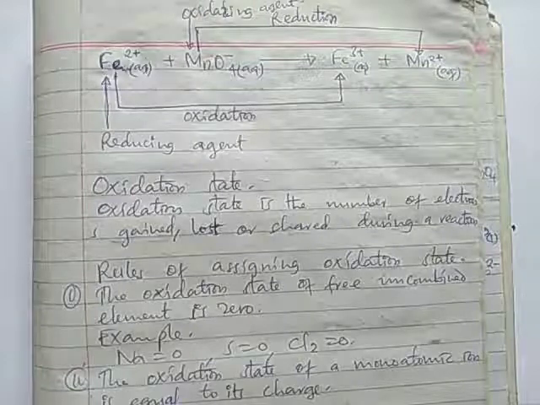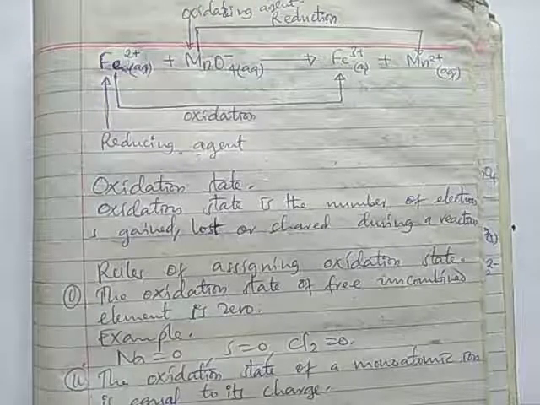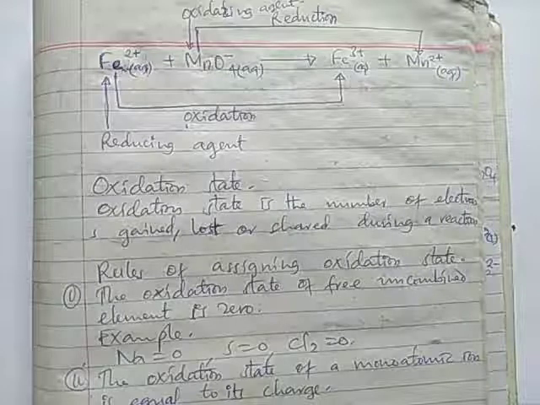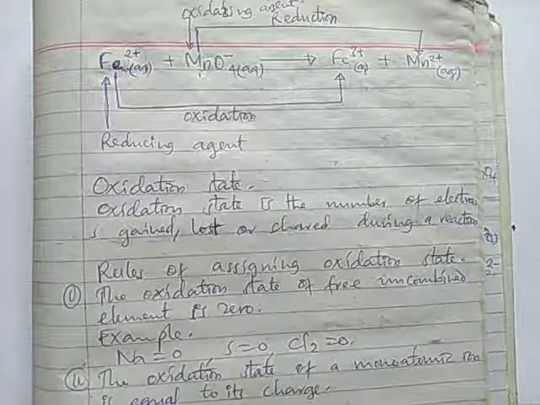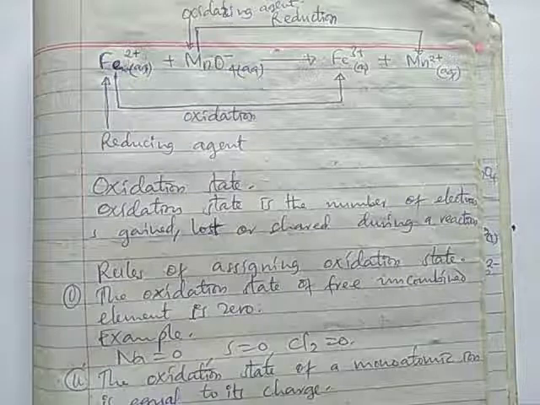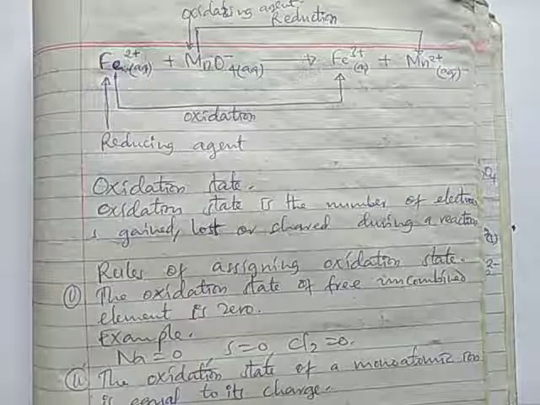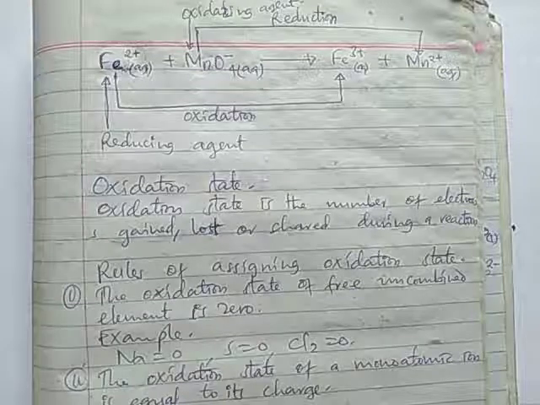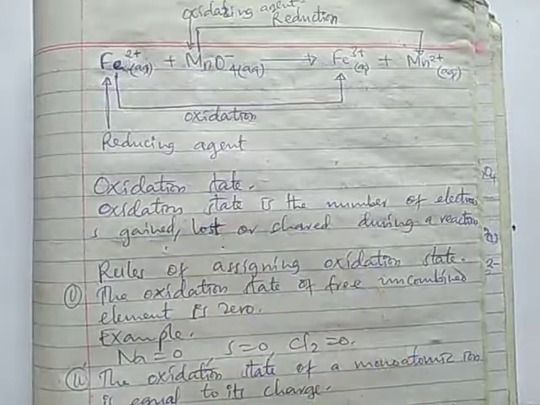Welcome back, friends. Today we have the second session in our subtopic of electrochemistry, and today we are going to discuss the oxidation state and the laws of assigning the oxidation state of an element. Oxidation state, or sometimes it is called the oxidation number, is the number of electrons gained, lost or shared during a reaction.